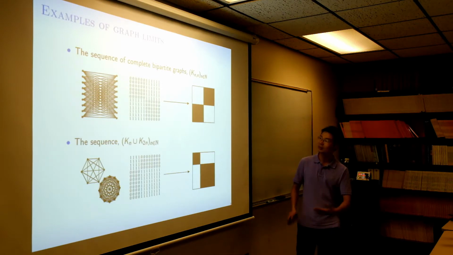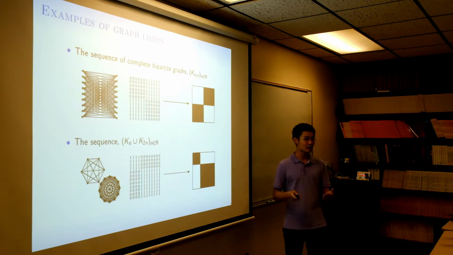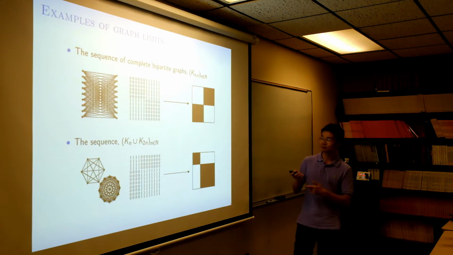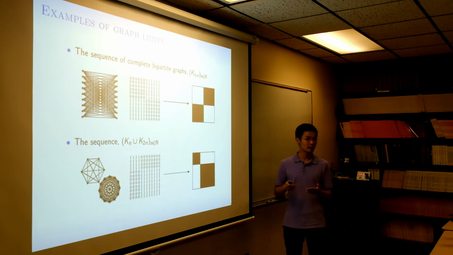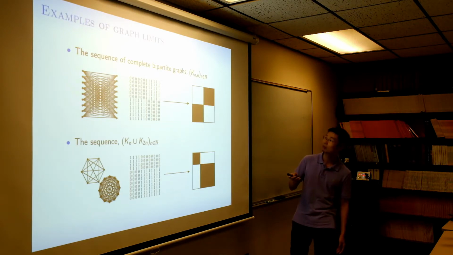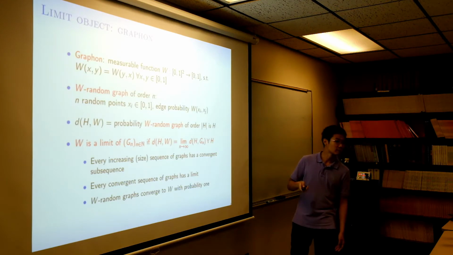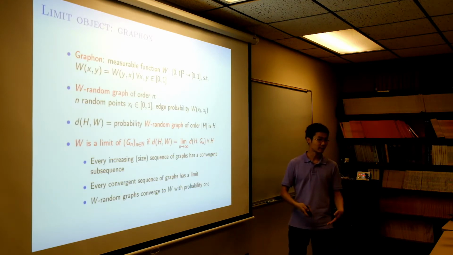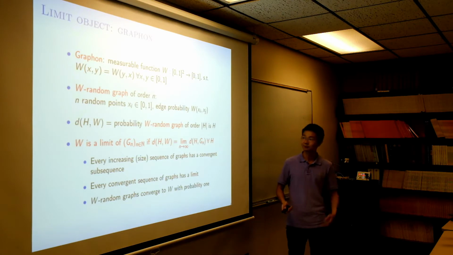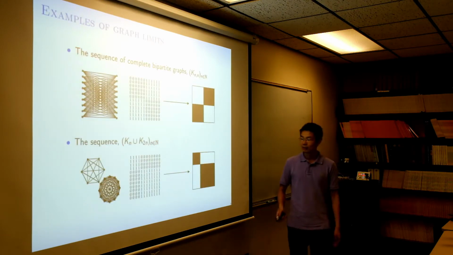So yeah, I cheated a little bit on the definition. We say two graphs are isomorphic if you just permute their vertices and they give you the same graph. We say two graphons are isomorphic if you have a measure-preserving map on 0 to 1, which is basically the vertex set, and it gives you the same graph.